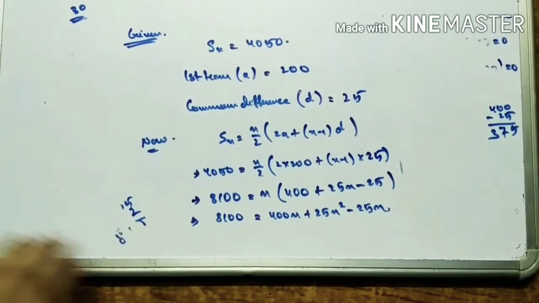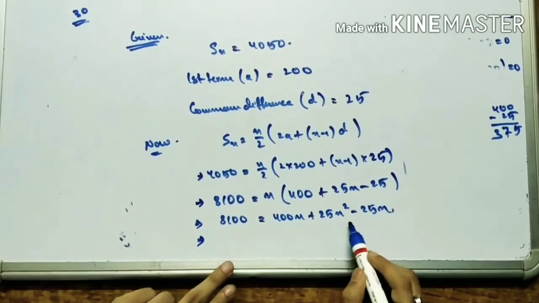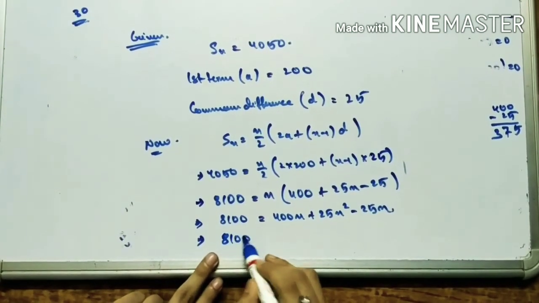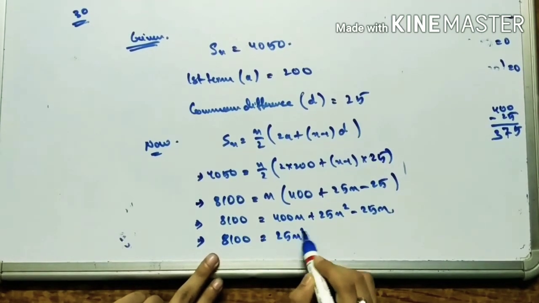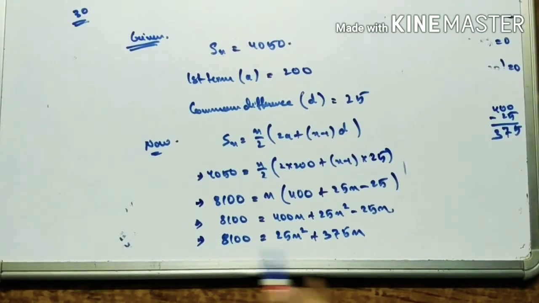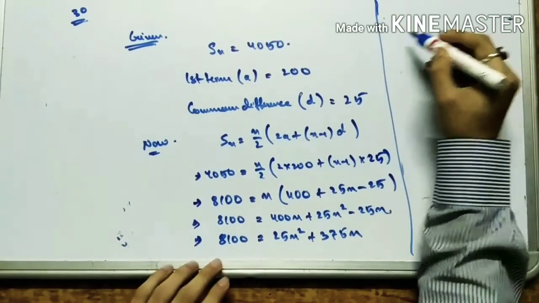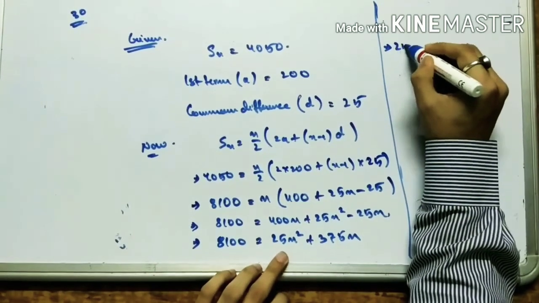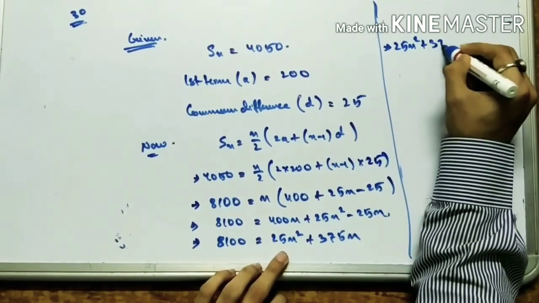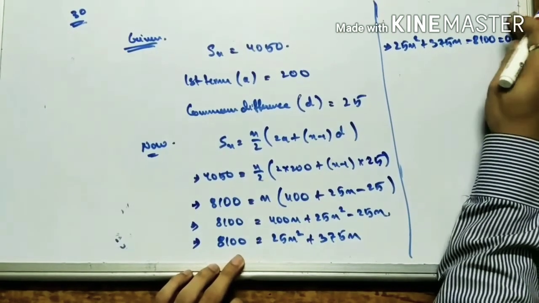So if I write it in the form of a quadratic equation, 8100 is equals to 25n square plus 375n. Okay, now I will send this thing to this side. So in the form of a quadratic equation, I will get 25n square plus 375n minus 8100 is equals to 0.